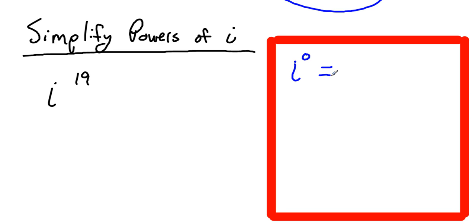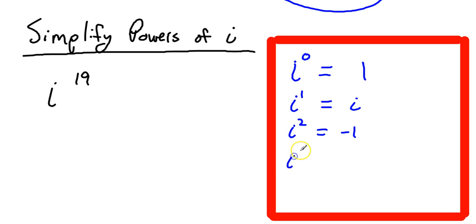Anything to the 0 power, anything at all with 0 power is 1. So what they kind of do is they say, all right, with powers of i, if we think back to the basics on these, anything, doesn't matter what the number is, anything to the 0 power is 1. If you do anything to the first power, it's just itself. The definition they gave us was that i squared was negative 1.